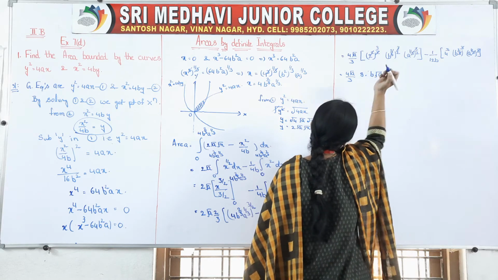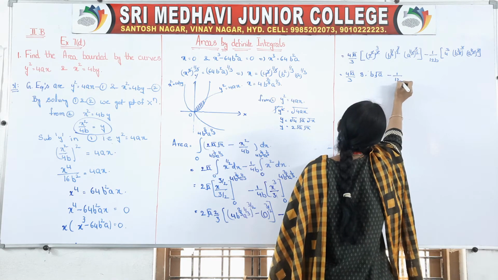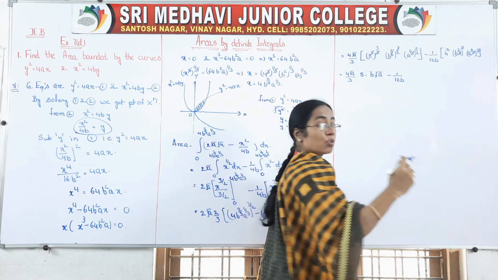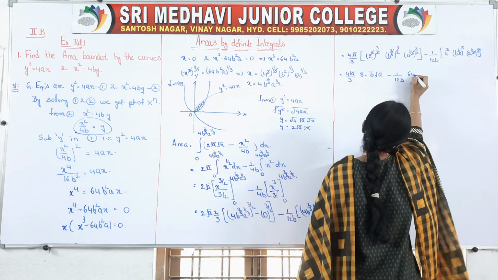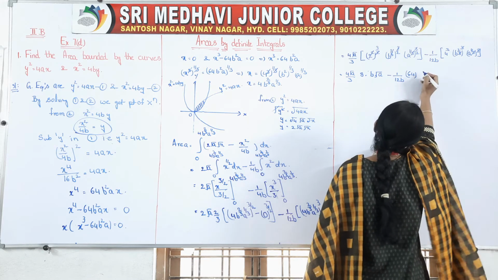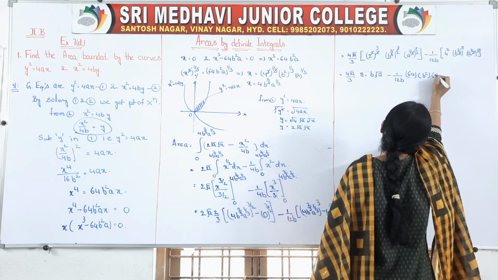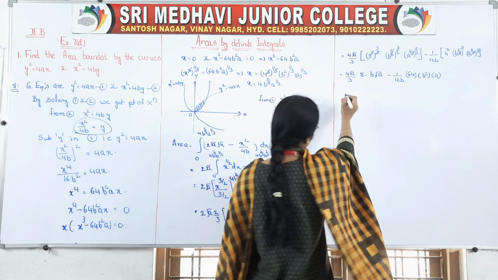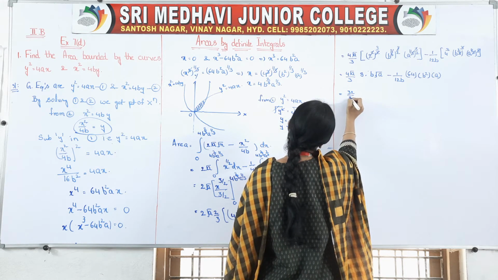1 by 2 means root minus 1 by 12b. Okay, so 4 cube: 4 fours are 16, 16 fours are 64, right? So 64, next it is b square, next it is a. Okay, so is equal to 8 fours are 32 by 3.